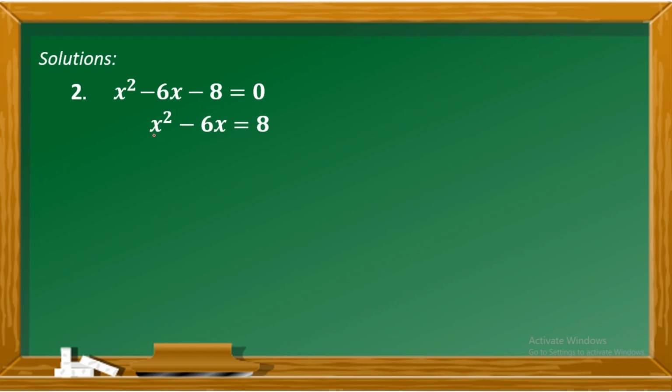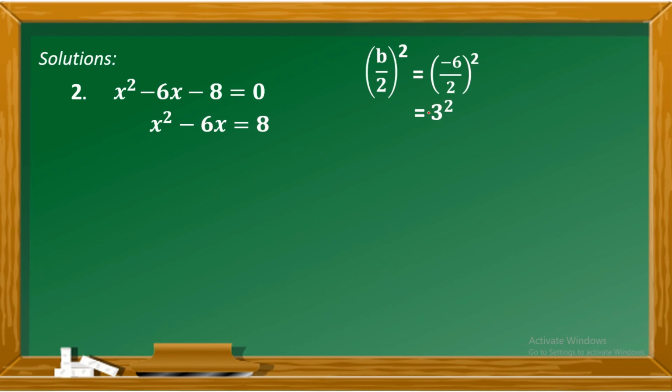Kailangan maging ganito yung form. Nasa kanan dapat yung c. Bago natin gawin, ito, yung b over 2 quantity squared. So yung b natin ay negative 6, tama? So sundan natin yung formula na to. Yung B, pinalitan ko na ng negative 6. And then, simplify, negative 6 divided by 2, negative 3, di ba? Quantity squared.